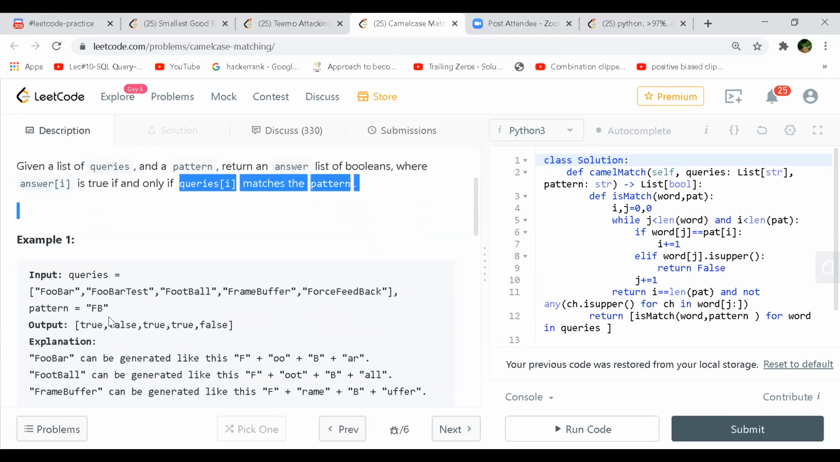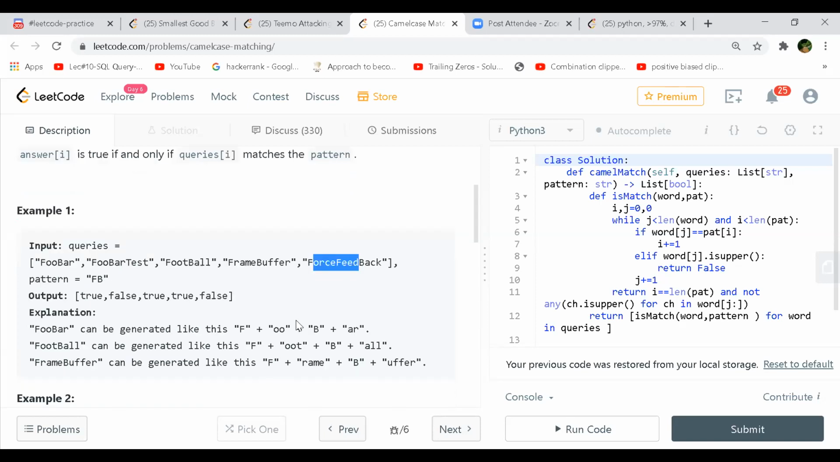So this is queries and this is our pattern. FooBar is matching, right? I mean the first one, F and B. This won't match. FBT it will come. Then this matches, so true. This matches, so true. And this will be FFB, so it's false.